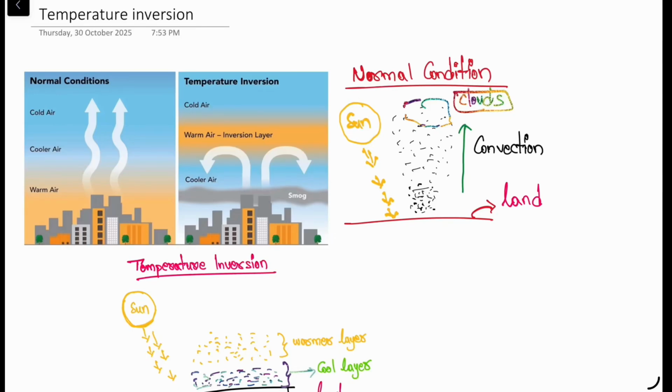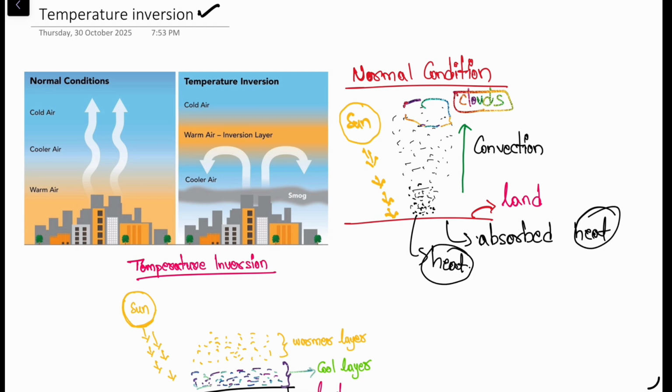In this video, I will explain the concept of temperature inversion. So in normal conditions, the sun is there, right? From the sun, radiation will be coming towards the earth and that radiation will be absorbed by the earth. After absorbing this radiation from the sun, it will become heat, and because the earth is heated, the air particles which are present immediately above the earth surface will also get heated.